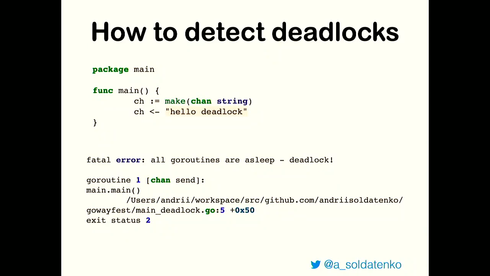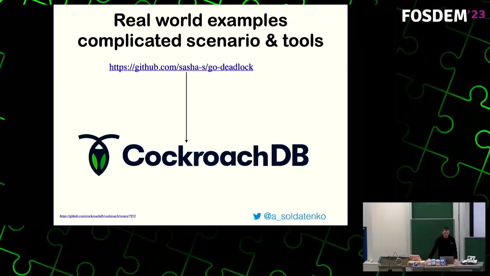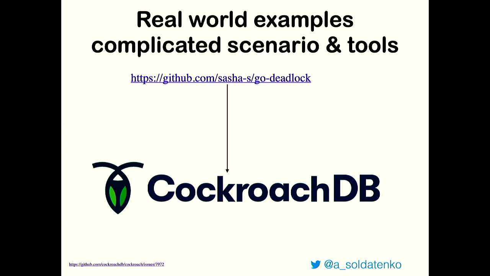And if you need real world examples, you can see this very interesting library, GoDeadlock, with which the author found lots of deadlocks in CockroachDB. There are lots of interesting examples of how mutexes can be handled properly, how to write them properly, etc. This library is an entire separate discussion.